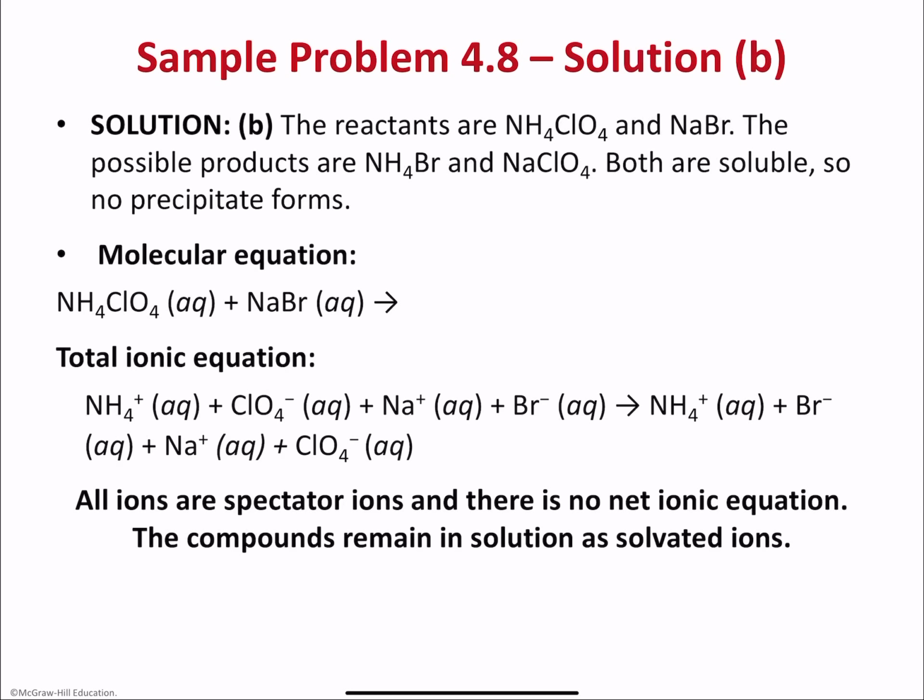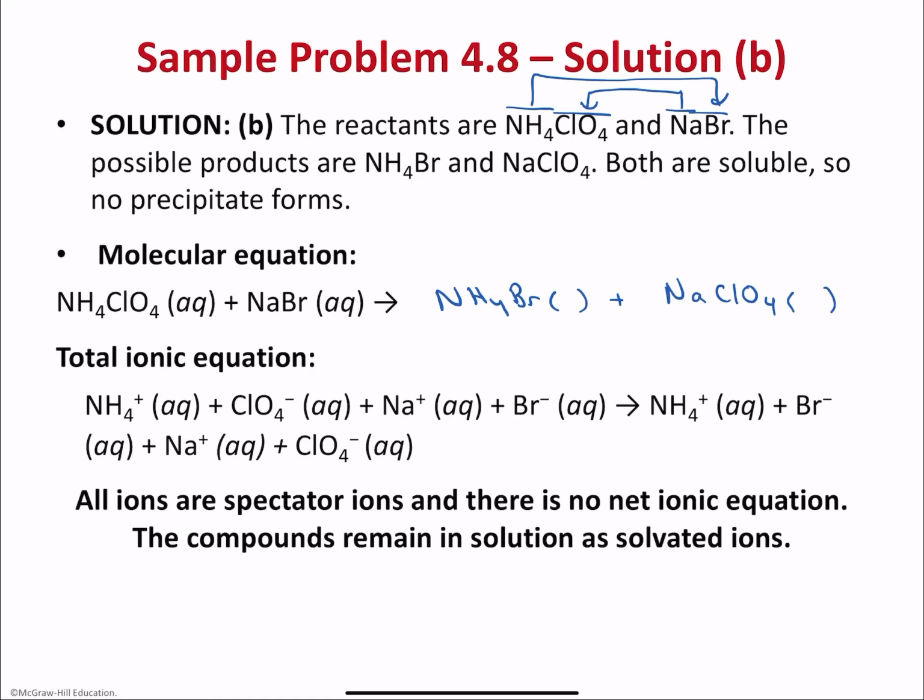But it says here, what if I were to combine a solution of ammonium perchlorate and sodium bromide? So again, I'm going to combine my ammonium with bromide, so I'll make ammonium bromide. And then I'm going to combine my sodium with perchlorate to make sodium perchlorate. So let me just write that out quickly. So I'll put my ammonium bromide, and then I'm going to end up with sodium perchlorate.